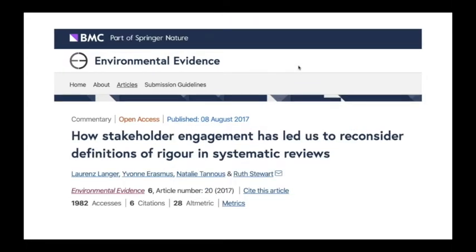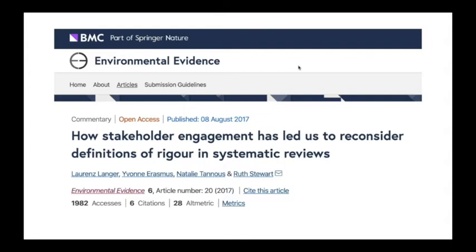So just briefly going over these other papers. There was another one by our colleagues at the Africa Centre for Evidence, Lawrence Lange et al. And in this paper, it was a really useful commentary on how engaging with stakeholders had made them think slightly differently about what defined rigor. So typically in systematic reviews, we'd be aiming for transparency, comprehensiveness, repeatability, and procedural objectivity, amongst other things.